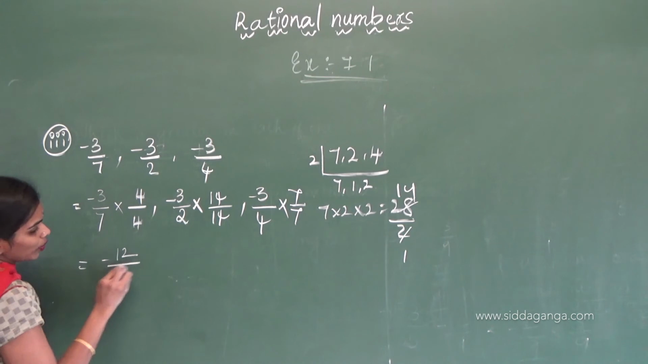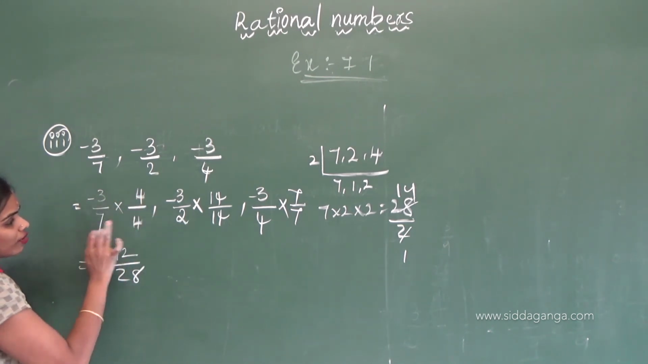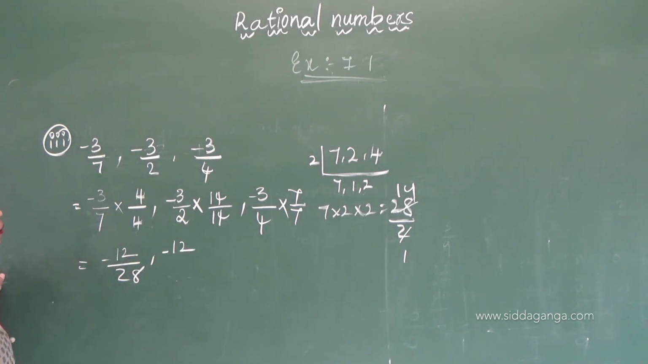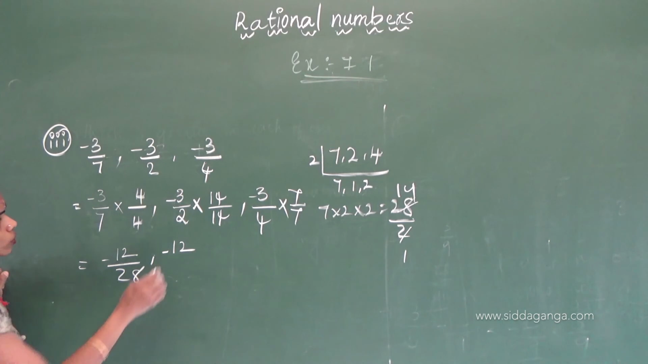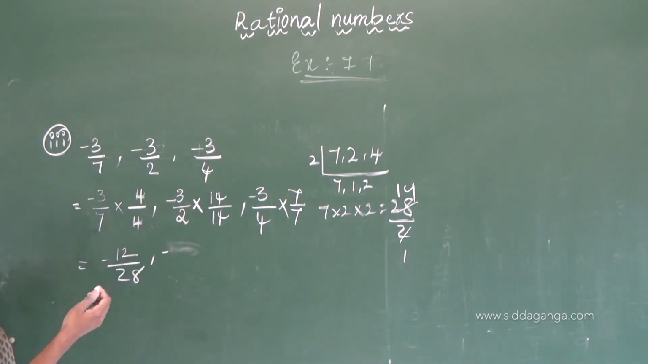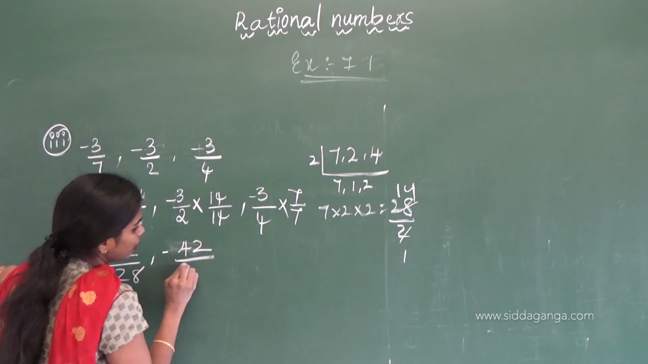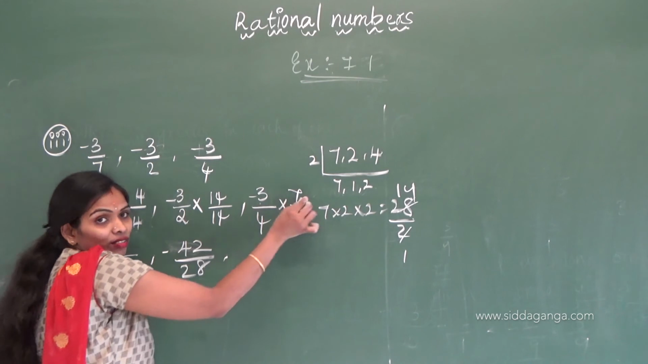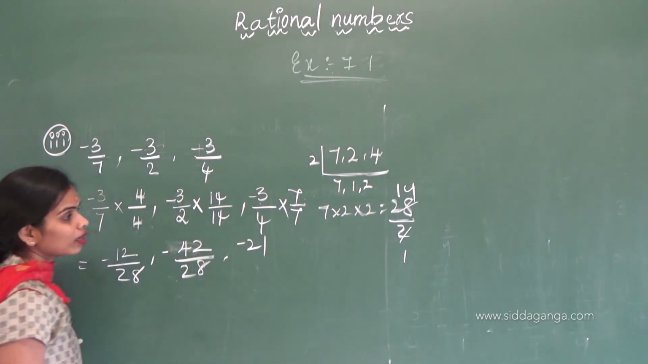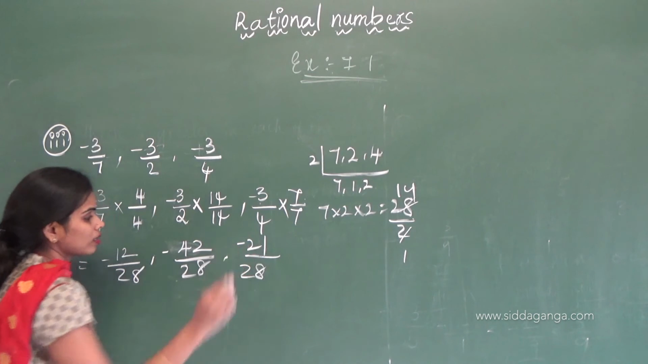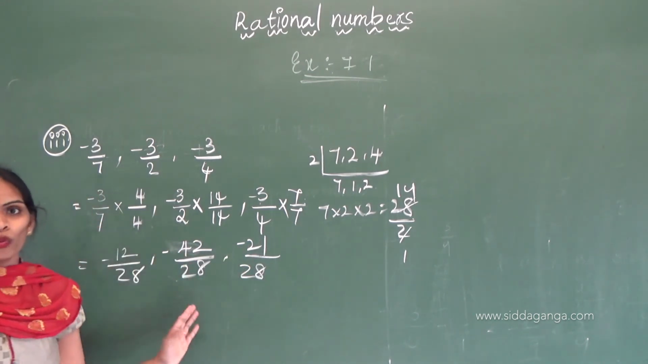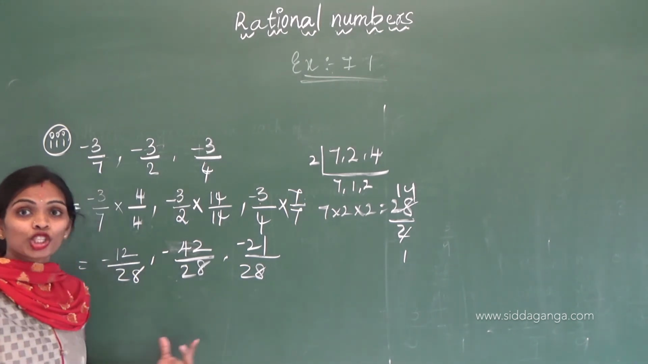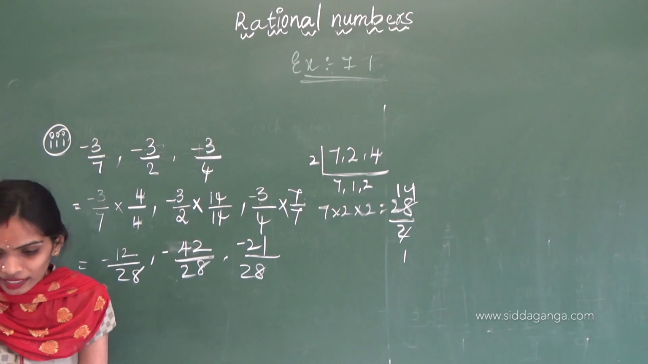Minus 12 by 28. 4 3s are 12, 7 4s are 28. Minus 42 by 28, 14 3s are 42. Minus 21 by 28, 7 into 3, what is 3 7s? 21. All are negatives, and now these rational numbers are all equivalent rational numbers. Now we have to arrange them in ascending order. You have to write like this.